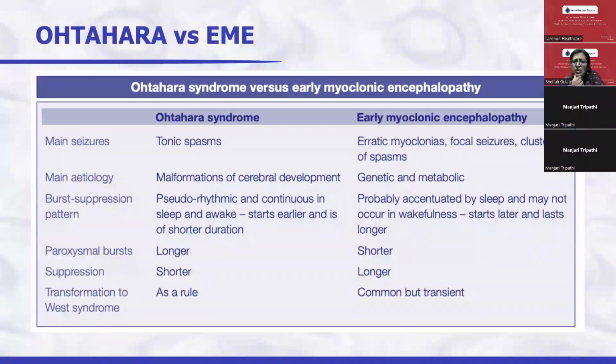So Ohtahara versus EME: Ohtahara classically has tonic spasms, and EME has erratic myoclonias, and you may have focal seizures. Generally you have malformations in Ohtahara, and you may have genetic and metabolic causes in EME. The burst suppression will be pseudo-rhythmic and continuous in the sleep and wake cycle, starts earlier and is shorter in duration in Ohtahara syndrome. In EME it is probably accentuated by sleep, may not occur in wakefulness, starts later and lasts longer.